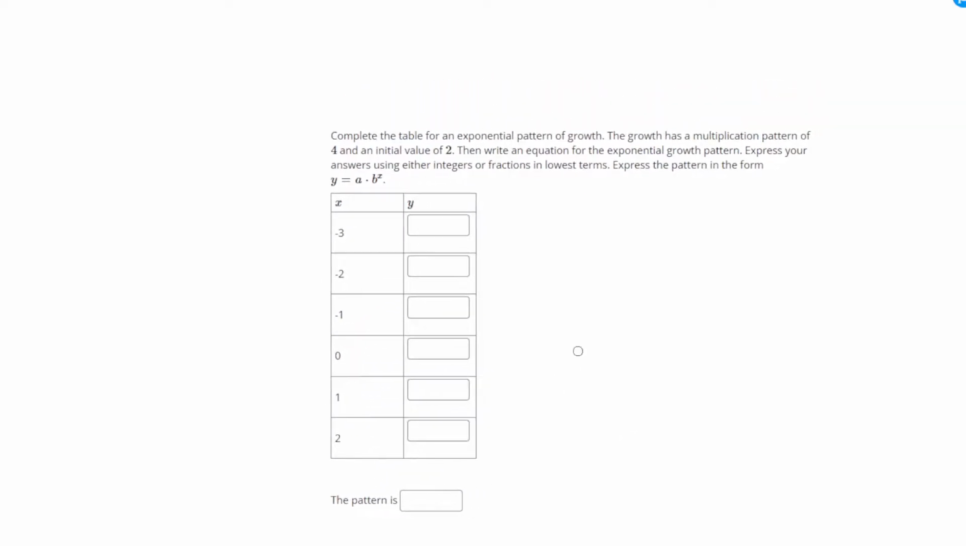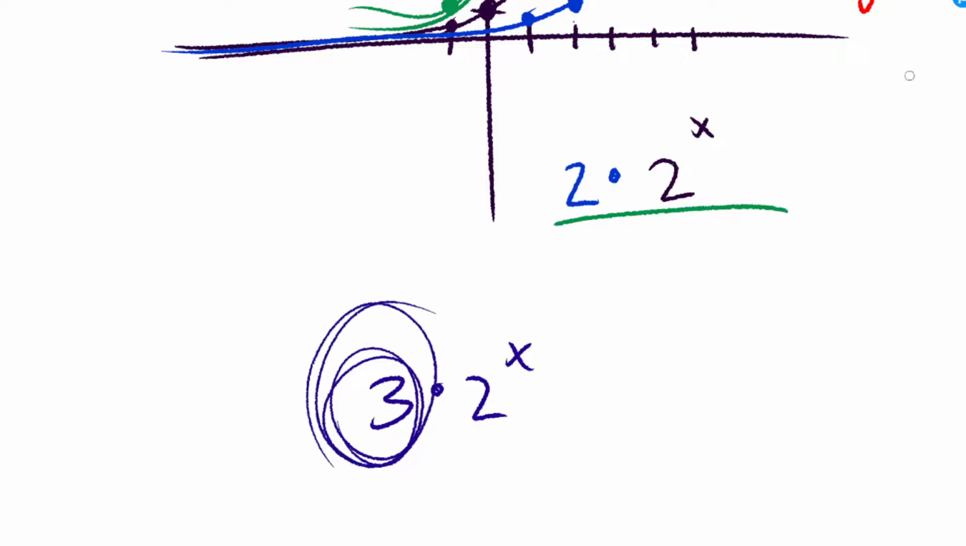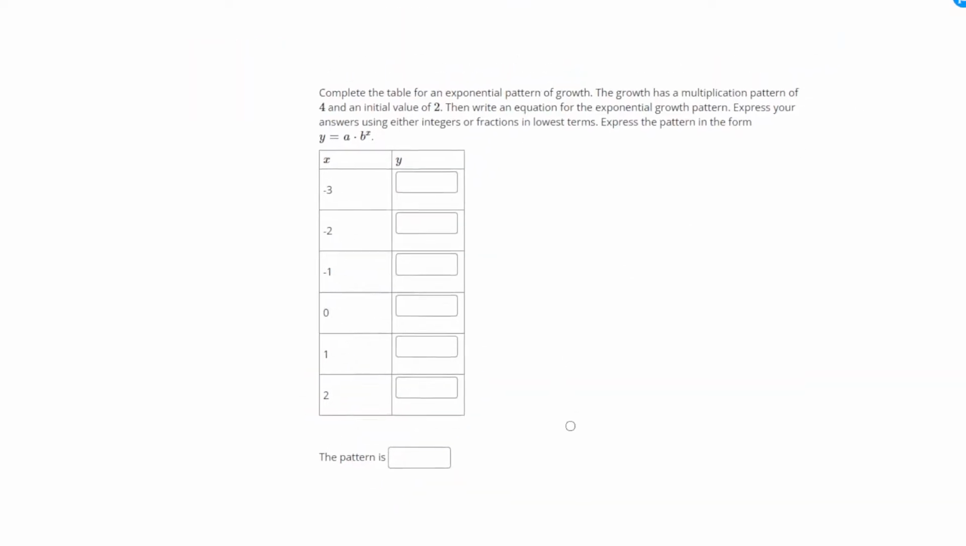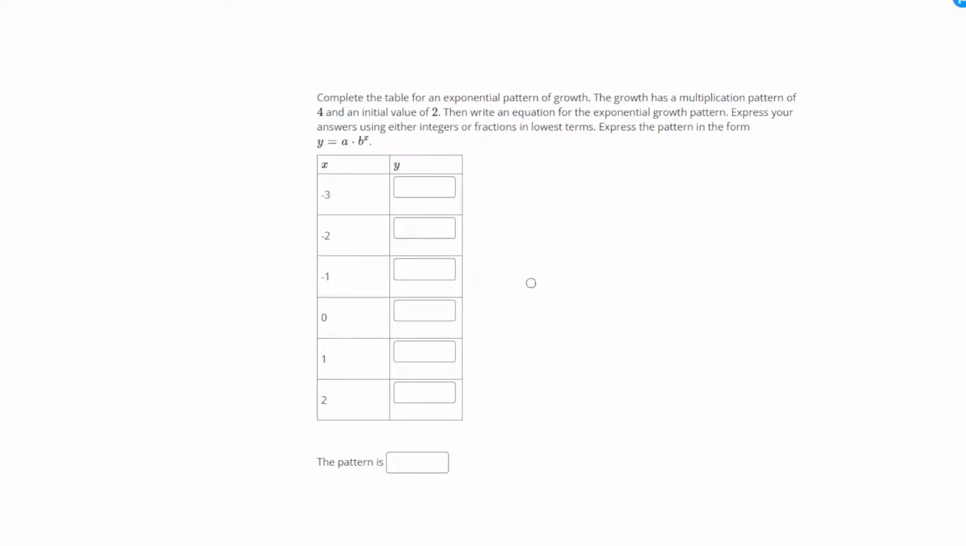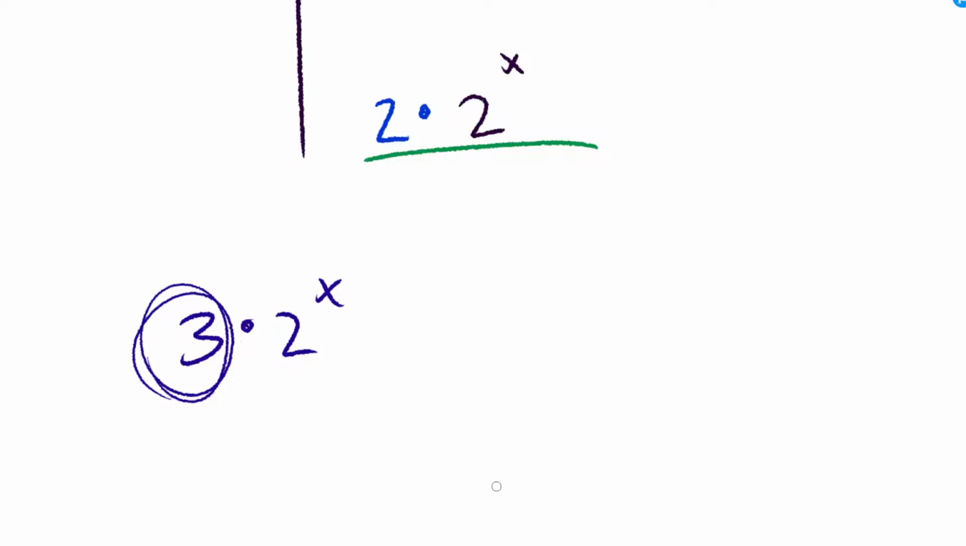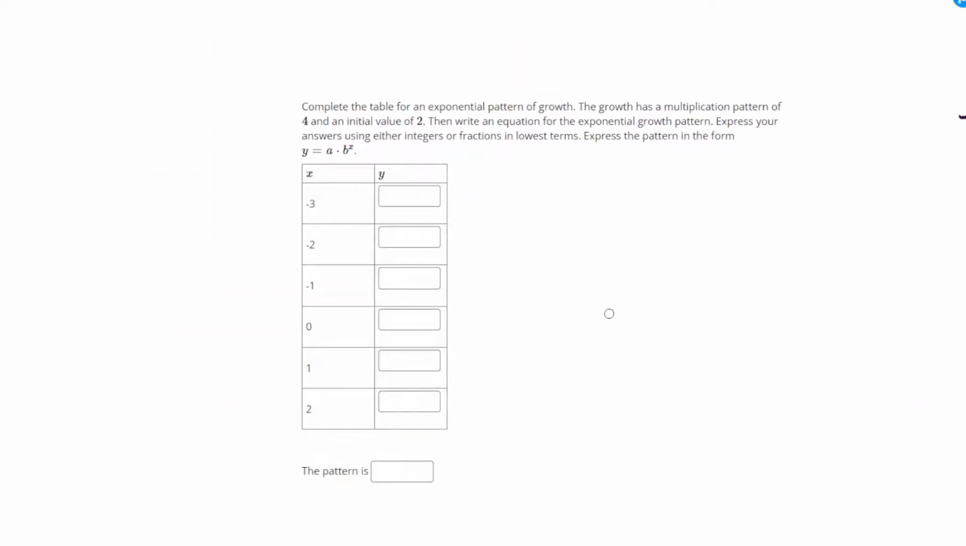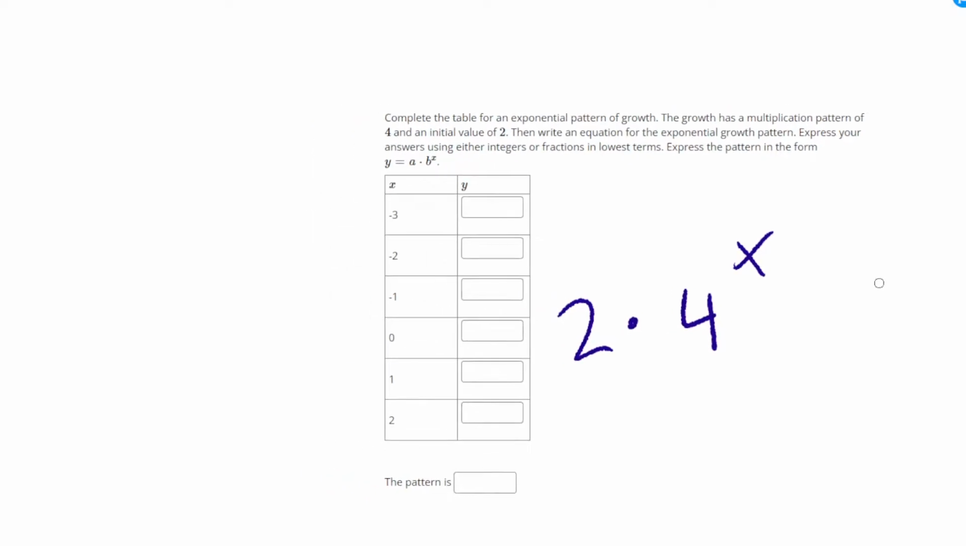So what we're basically doing, we know that the multiplication pattern, okay, sorry, it wasn't the exponent that does it. The multiplication pattern is going to be this 3 here. In this case, it says it's 4. Oh, no, sorry. Multiplication pattern is the base, not the 3. So it would be the 2 in this case. My bad, I misspoke. So our multiplication pattern is 4. Our initial value is 2, and we'll have an x in the exponent.